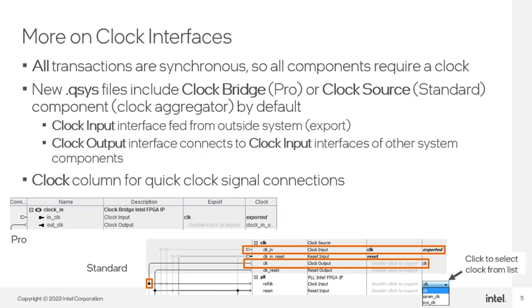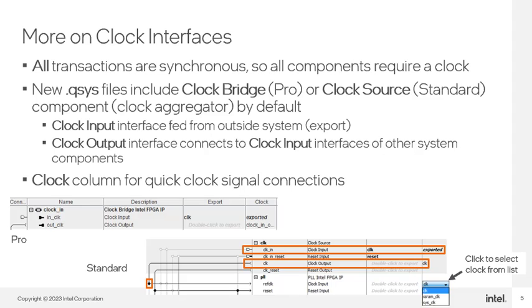As mentioned earlier, all components include at least one clock interface because all transactions between components are synchronous. To simplify the process of setting up clocks for all components in the system, you can use a clock source component or a clock bridge. All new .qsys files created in the Standard Edition include a clock source component, while new systems in the Pro Edition include a clock bridge. Both components operate identically, and you can remove the component if you don't want to use it.